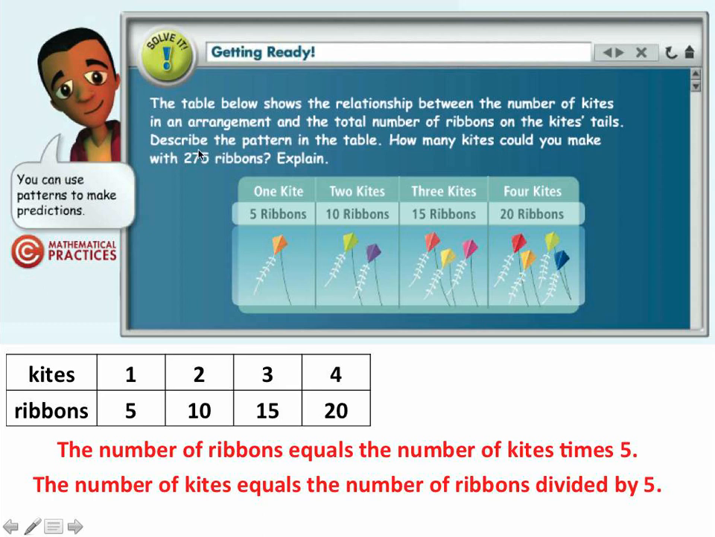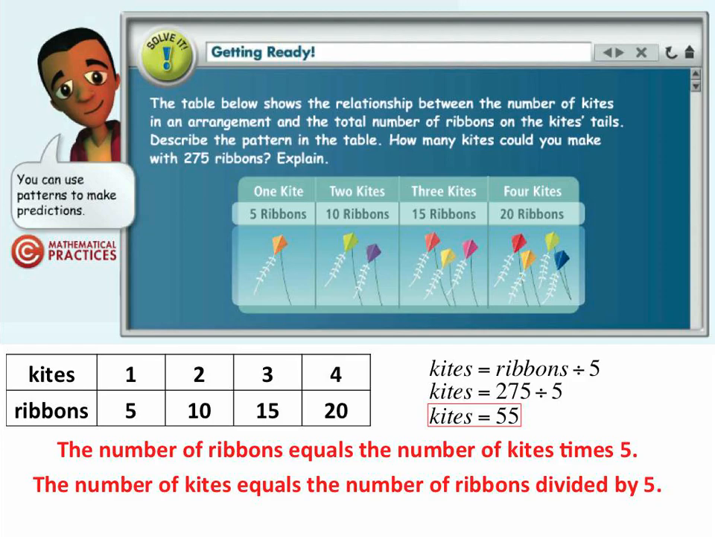If there's 275 ribbons, well, the number of kites equals the number of ribbons divided by 5. If there's 275 ribbons, 275 divided by 5 gives me 55 kites. So you can see the table helps me build the equation, and then from the equation it's easy to answer the question. All right?